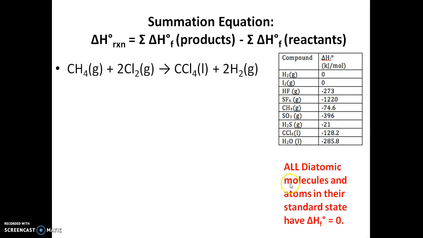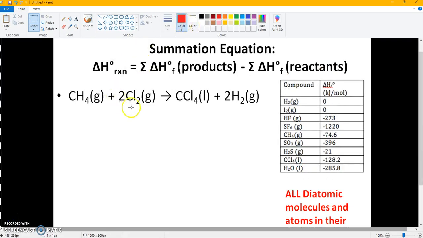All diatomic molecules and atoms in their standard state have a delta HF of 0. So anything that is in its natural state or its diatomic will always have a delta HF of 0. Write that down, star it, know it. Alright, the first thing I want to do in this problem is to find the delta HF of my reactants and my products. So I look over here, CH4, methane gas.